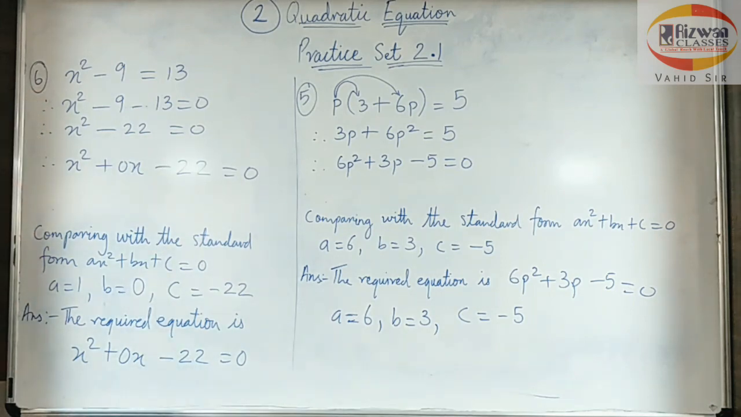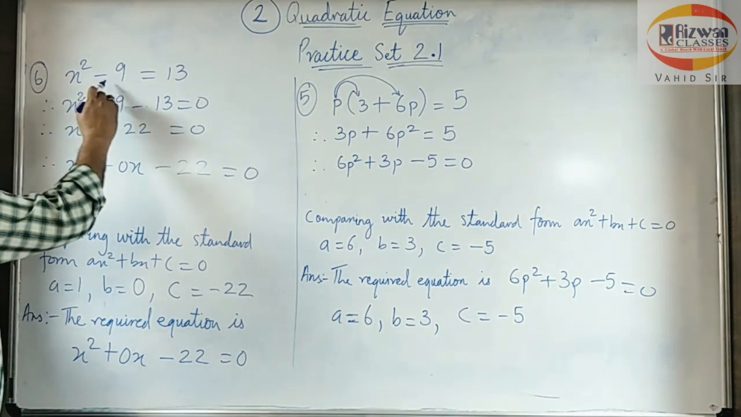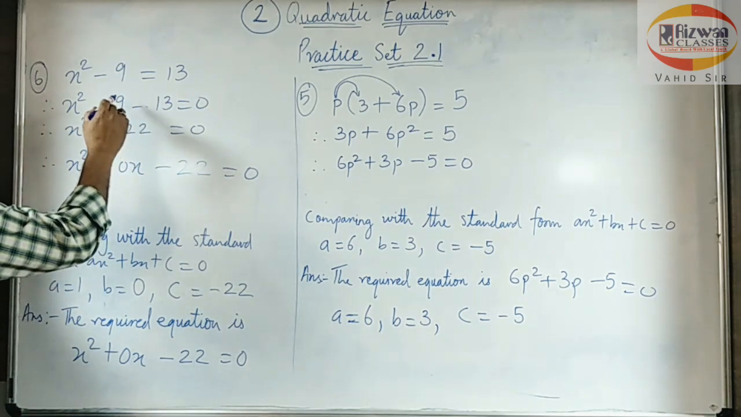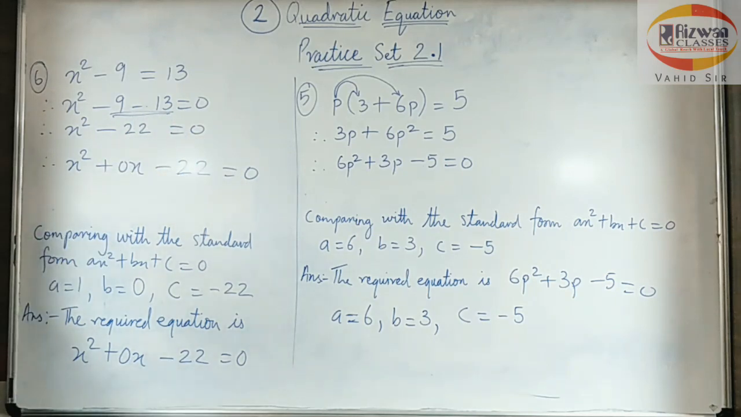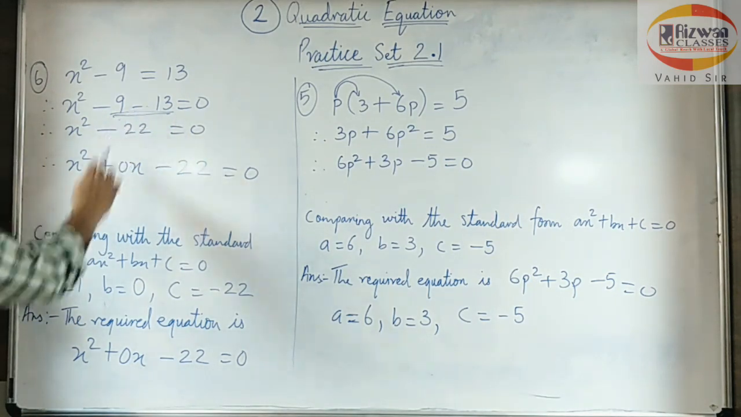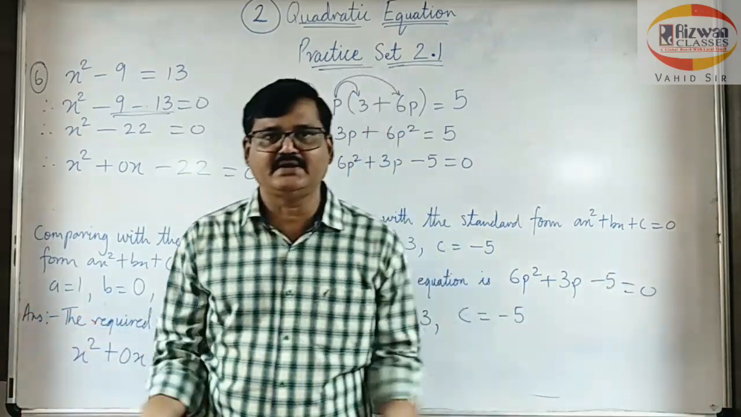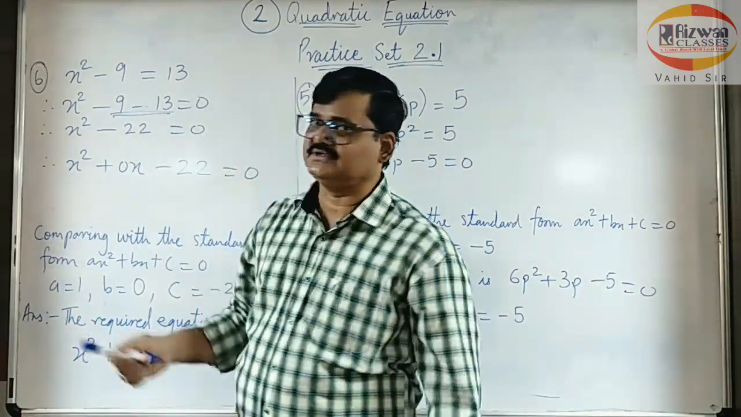Next question, question number 6. We have done one sum like that. x square minus 9 is equal to 13. x square minus 9 minus 13. If you check this, these are the like terms. Minus 9 and minus 13, both numbers are minus minus. When both the numbers are minus minus, you have to add them up. You know that minus 9 and minus 13 will be what?